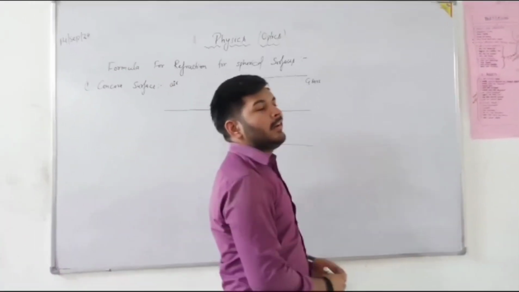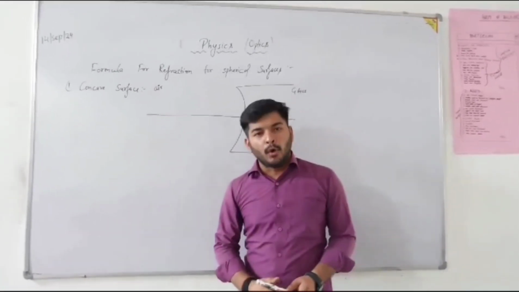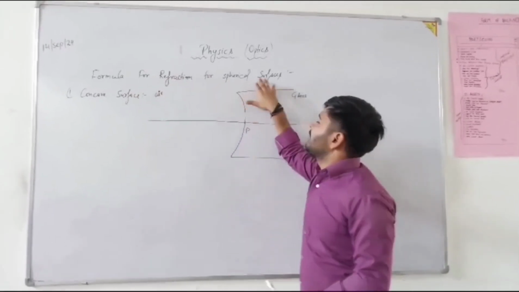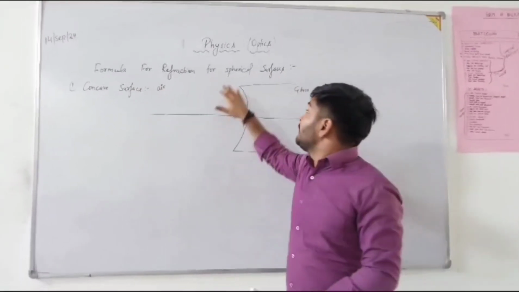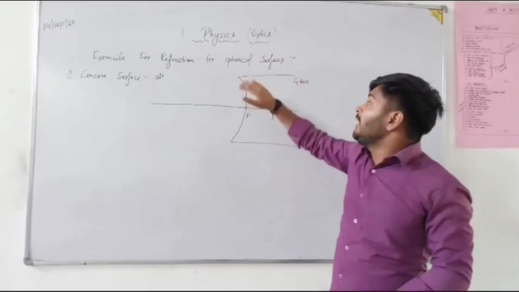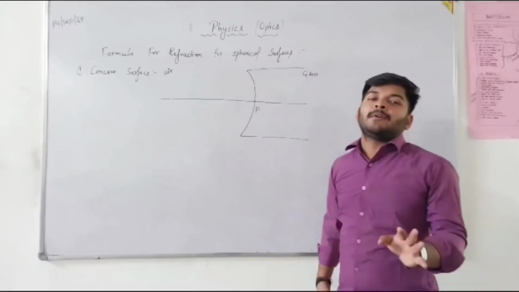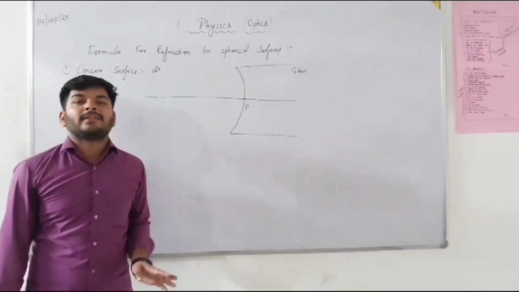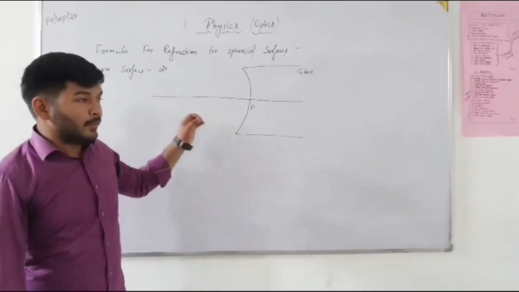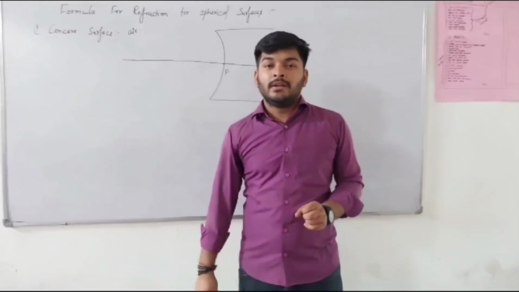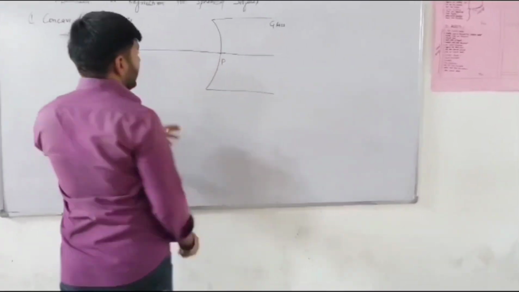So, in ray optics, we have another important topic, which is the formula for refraction at a spherical surface. Since we have the name spherical surface, we have two types of surface. First is the concave spherical surface. Second one is the convex spherical surface. In this video, we will discuss the first, the concave spherical surface, and we have a diagram for it.